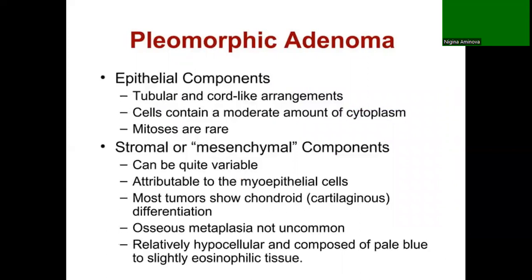Pleomorphic adenoma has epithelial components with tubular and cord-like arrangements. Cells contain a moderate amount of cytoplasm. Mitoses are rare. Stromal, also called mesenchymal, components can be quite variable, attributable to the myoepithelial cells. Most tumors show chondroid differentiation. Osseous metaplasia is not uncommon, relatively hypocellular and composed of pale blue to slightly eosinophilic tissue.